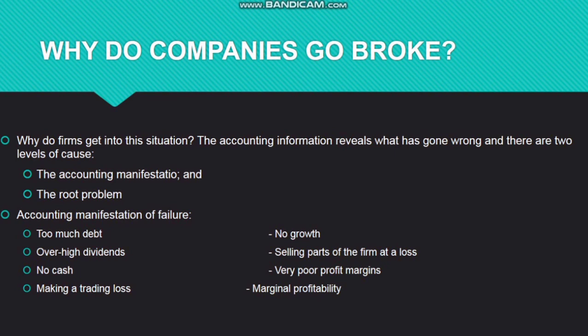Why do firms get into this situation? The accounting information reveals what has gone wrong, and there are two levels of cause. First is the accounting manifestation and the root problem. Accounting manifestations of failure are the following: too much debt, overly high dividends, no cash, making a trade loss, no growth, selling parts of the firm at a loss, very poor profit margins, and marginal profitability.